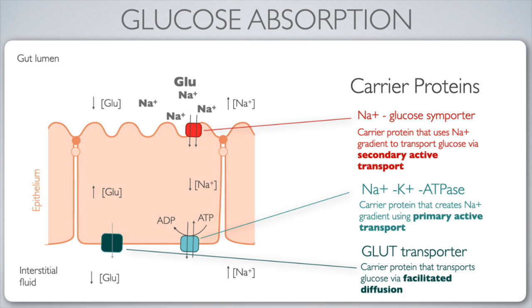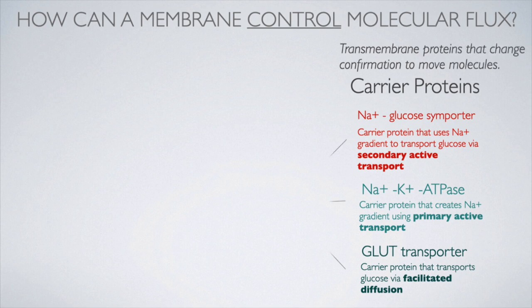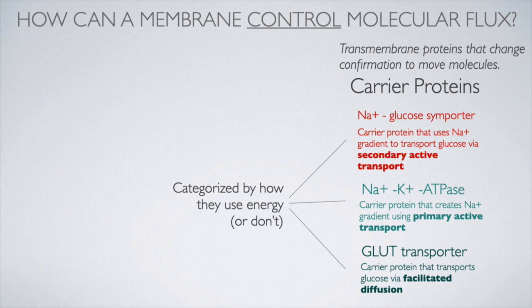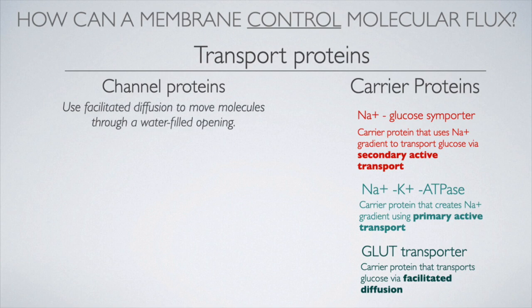So the question that we laid out at the beginning was, how can a membrane control molecular flux? We have these carrier proteins, which we can categorize by how they use energy or don't use any energy at all. And then we can contrast that to the channel proteins that I mentioned. So we had that potassium leak channel. Channel proteins are also super, super important. They all use facilitated diffusion. The fact that it's a water-filled opening is another sort of property, but really we're focused here on energy. So they always use facilitated diffusion.